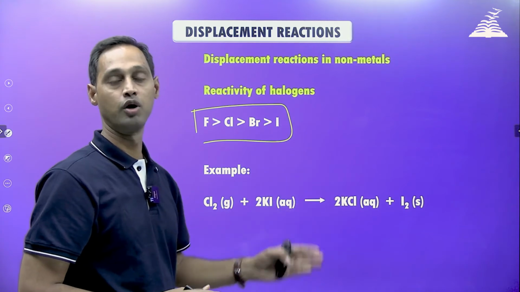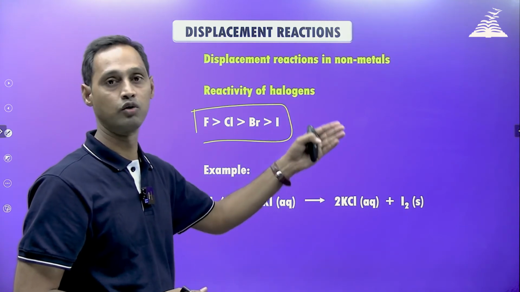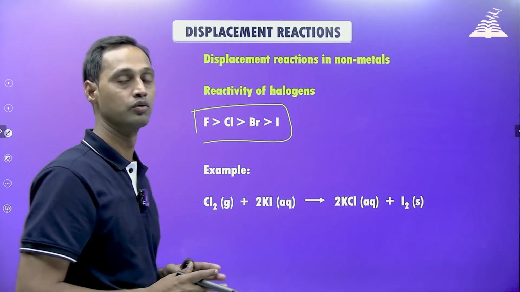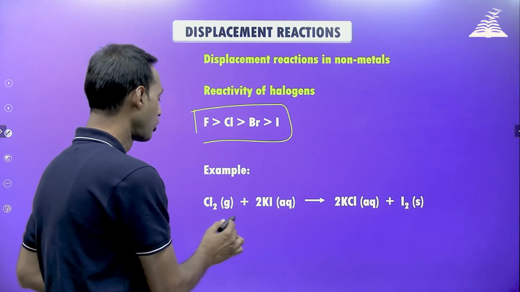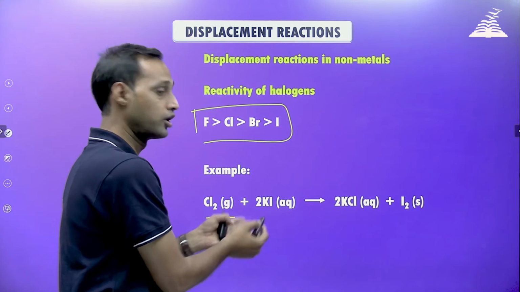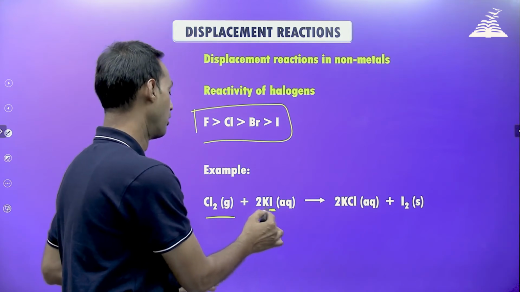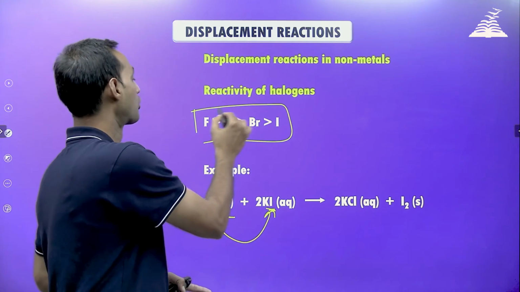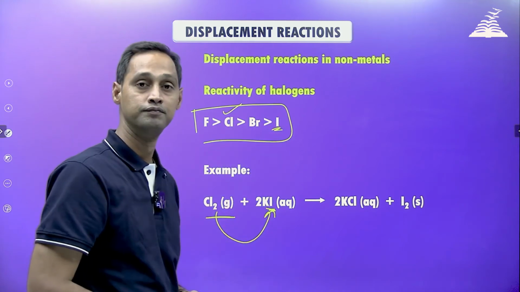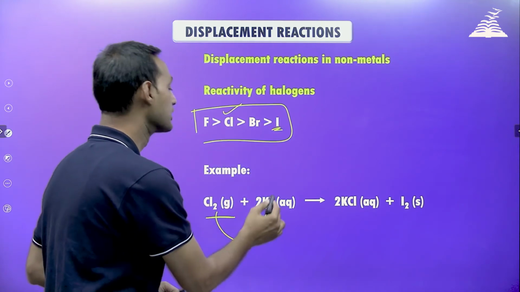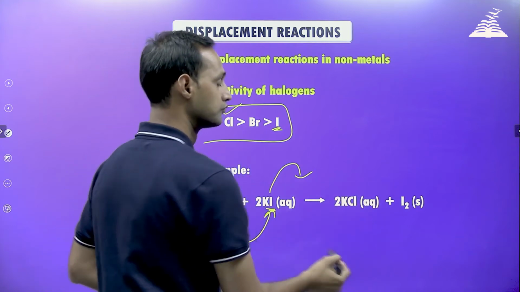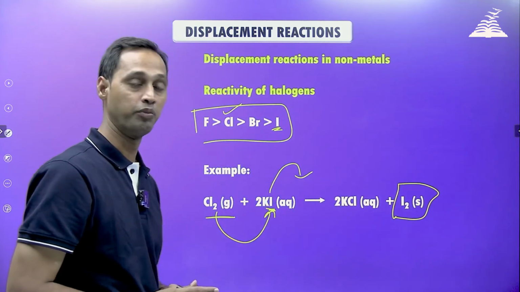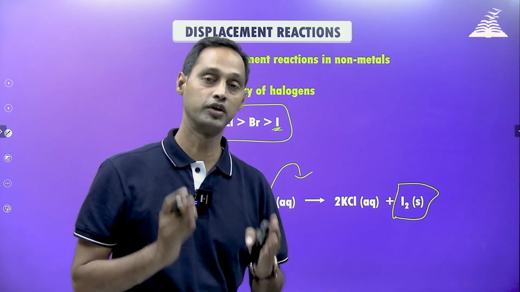Reactivity of halogens: fluorine, chlorine, bromine and iodine. Fluorine is the most reactive, and then chlorine, and then bromine, and then finally iodine. So if you take chlorine gas and potassium iodide solution, chlorine is more reactive than iodine. So chlorine can displace iodine. Displacement took place. You can expect a displacement reaction with non-metals as well.